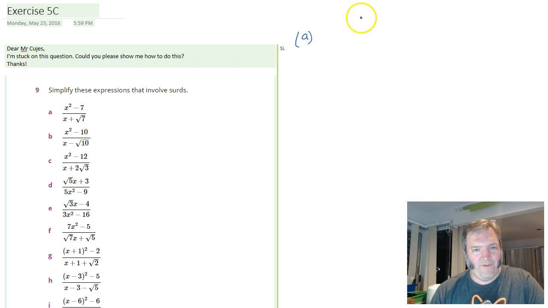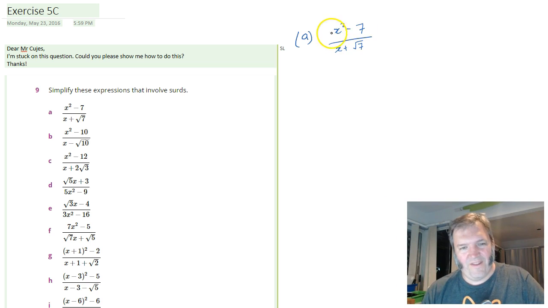Keep it nice and simple. I'm feeling pretty generous. So what's it saying? It's actually simplify these expressions that involve surds. So here I've got x squared take 7, divided by x plus root 7. And already I'm excited because look at that. A squared minus b squared.